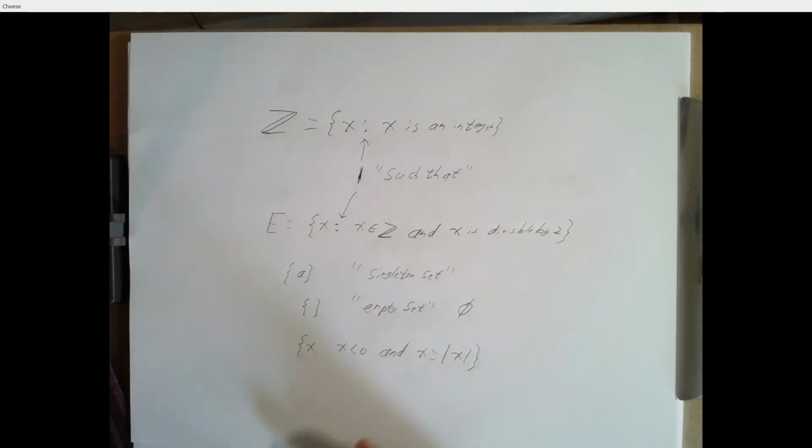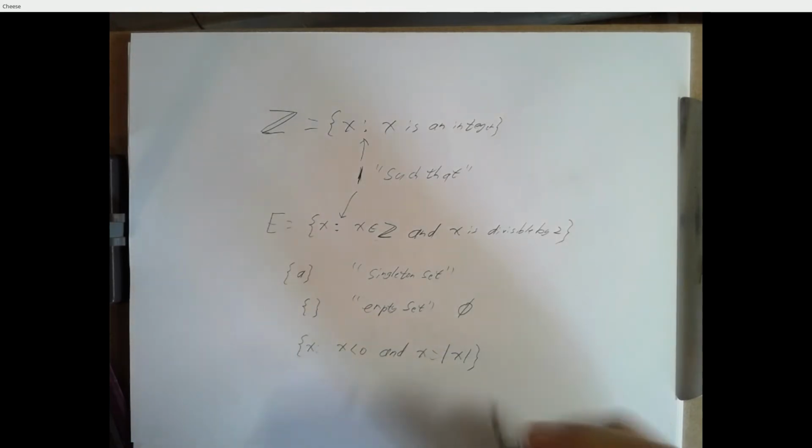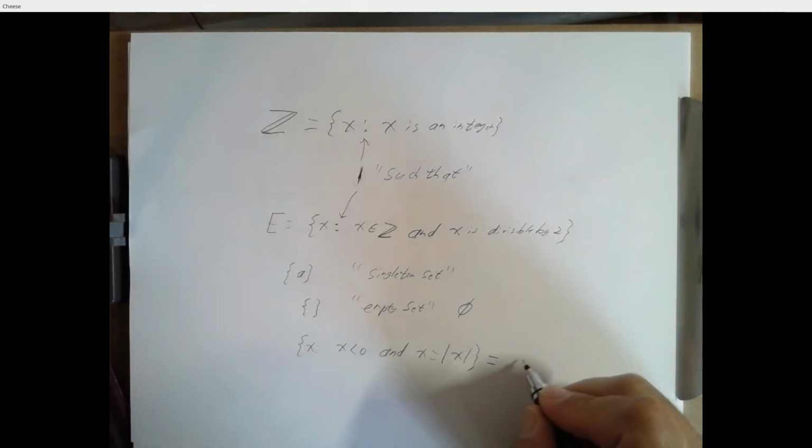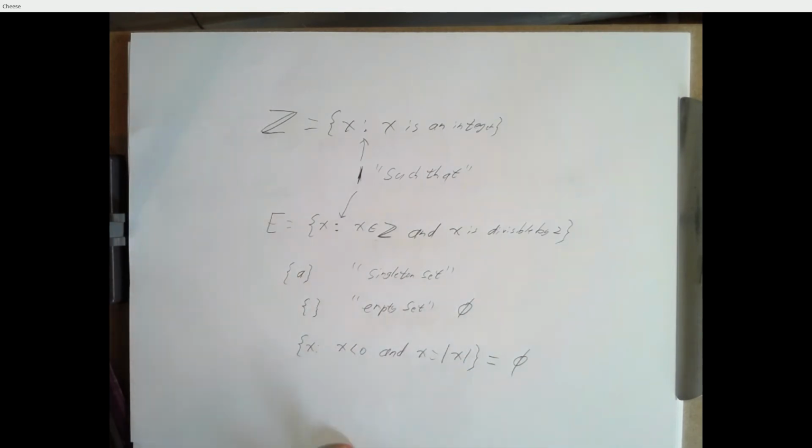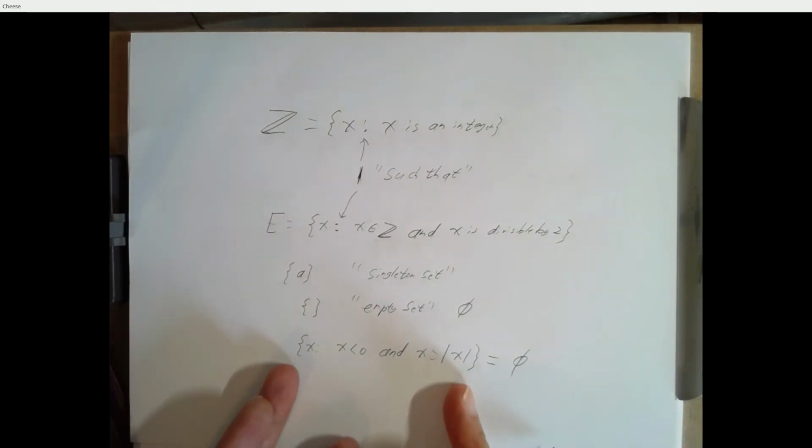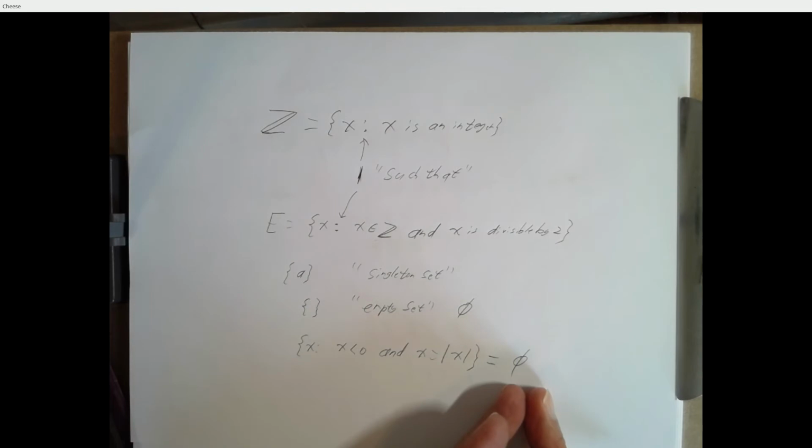Well, we know if we have a negative number and we take its absolute value, it negates it, it turns it into a positive number. So we're basically looking for negative numbers that are equal to the positive version of that. And there is no such element that makes that condition true. So this is a fancy way of defining an empty set, right, or the empty set.